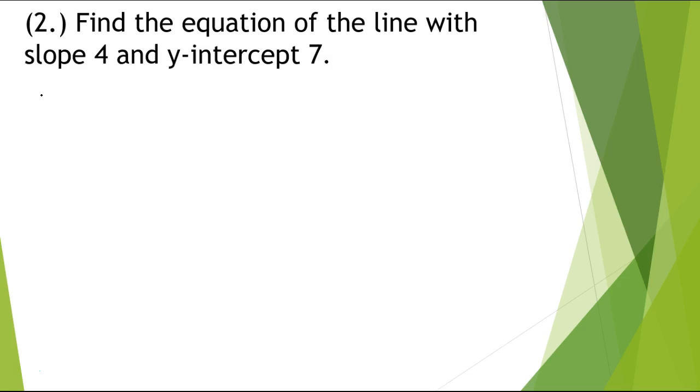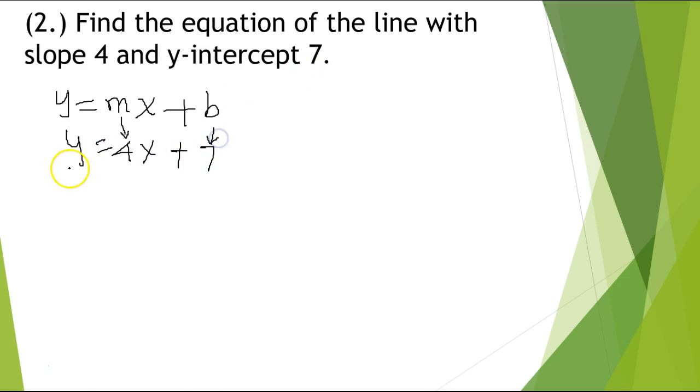So we can write it in slope-intercept form, which is y equals mx plus b. So we substitute the slope. The slope is 4, so we plug in m, the slope, there. So that's our slope, then we keep the x. And our y-intercept is 7, so we replace b with 7. And we are done.